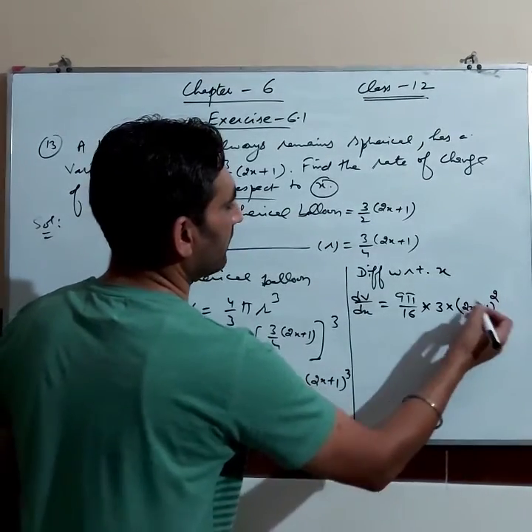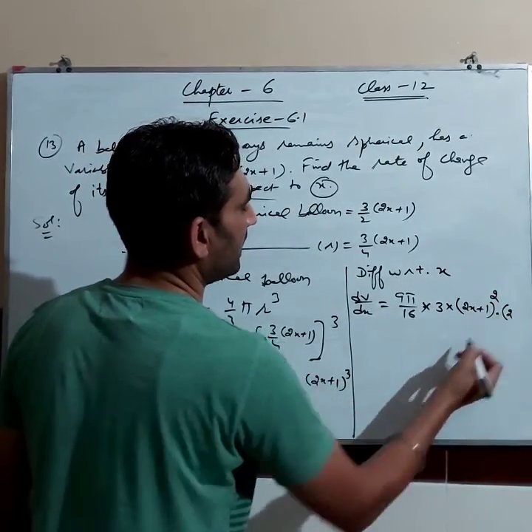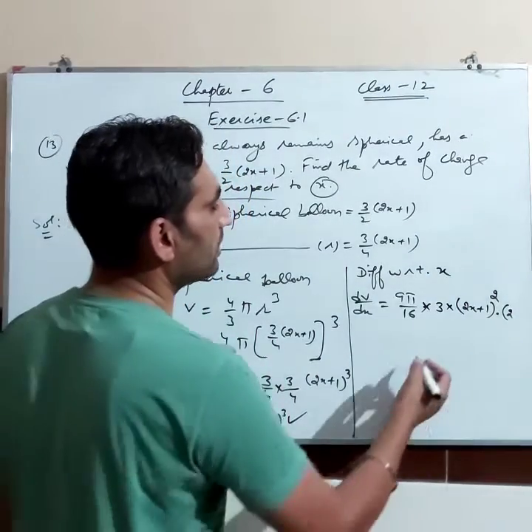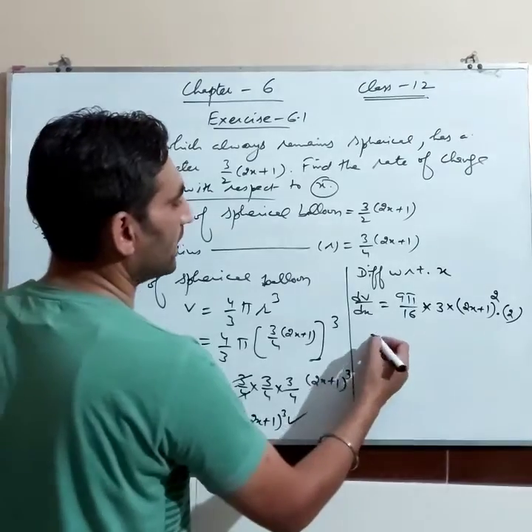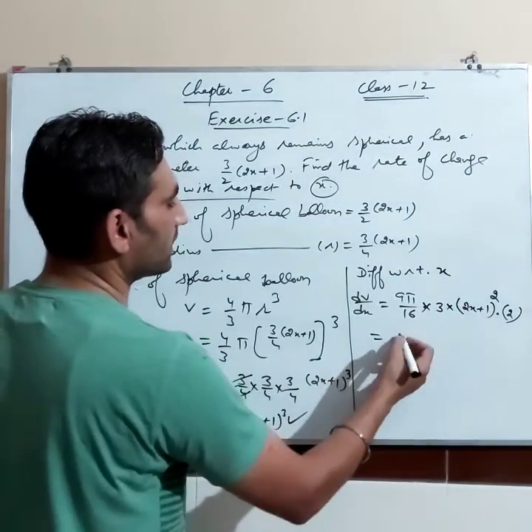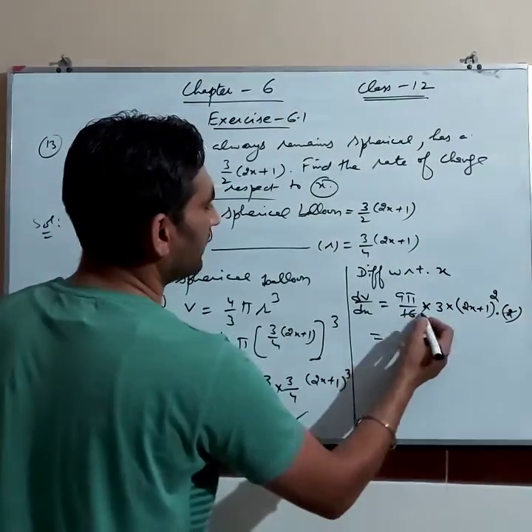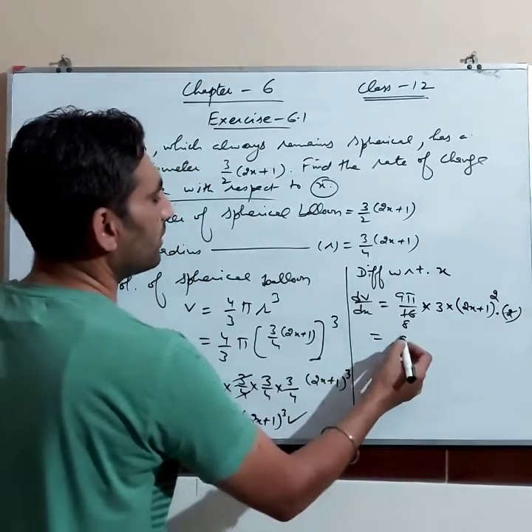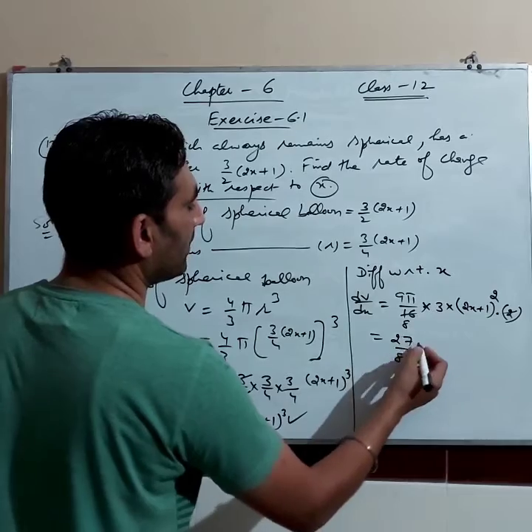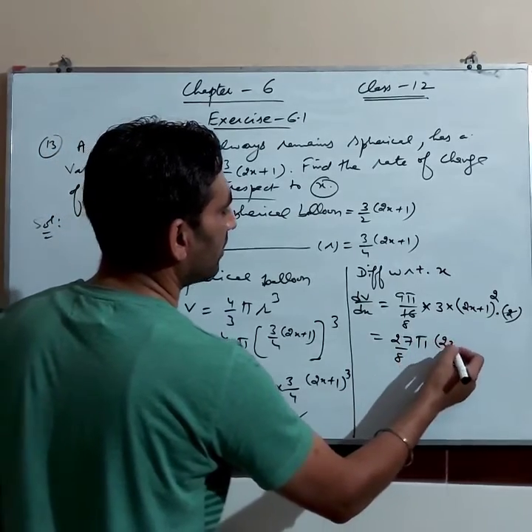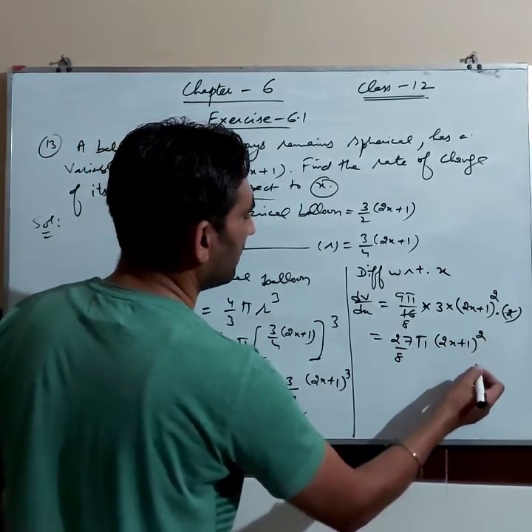And what about the derivative of 2x plus 1? It will be derivative of 2x is 2 and of 1 is 0. So you have only this calculation left. So we will solve it further. It will be cancelled, okay, 2 with 16, it will give 8. So you have 9 over 8. Sorry, 9 into 3, 27 upon 8 into pi along with (2x plus 1) raised to power 2.